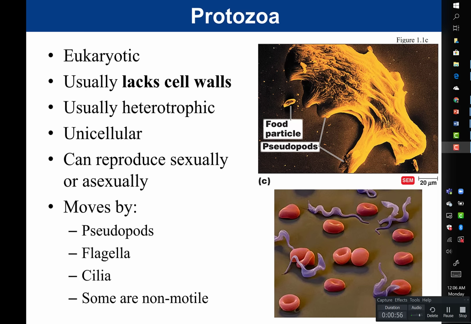So again, they exist as one single cell. They can reproduce either sexually or asexually. So again, with a partner or without. And in terms of their movement, they could move by pseudopods. They can move by flagella, so these long tail-like extensions. They could move by cilia, which are these tiny hair-like projections that cover the whole surface. So a paramecium, for example, would move using cilia. And then some are going to be non-motile, meaning they're not able to move.